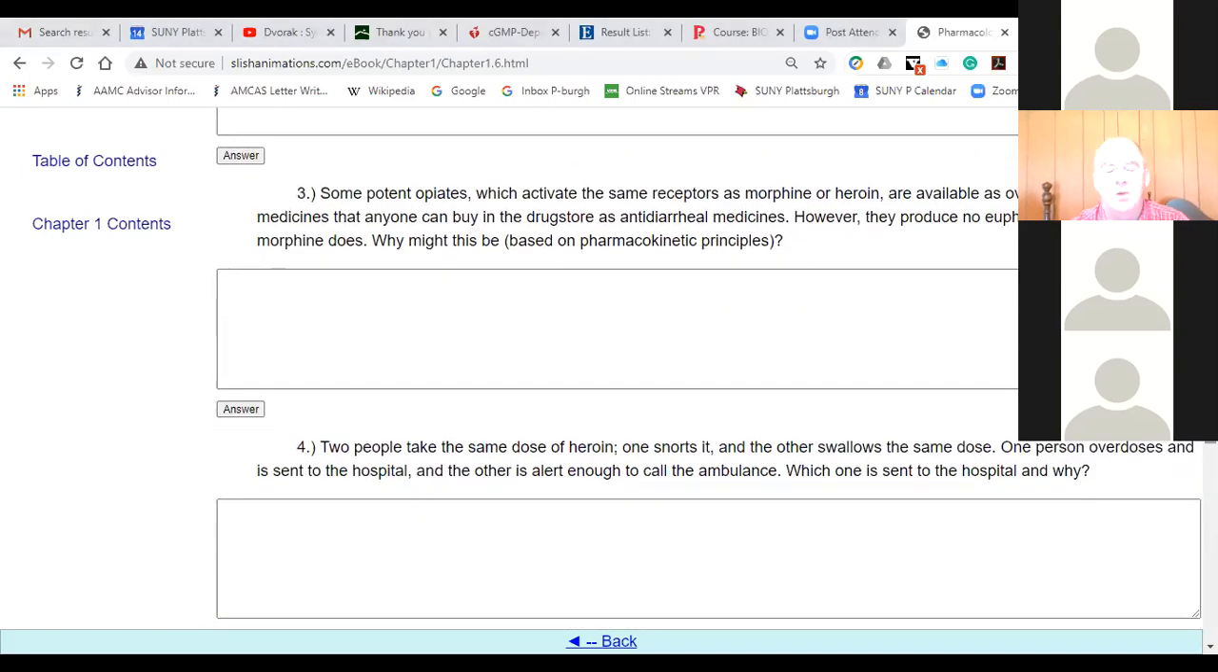Oh, this is one that gets everyone. Not everyone, but most people. Some potent opiates, which activate the same receptors as morphine and heroin, are available as over-the-counter medicines that anyone can buy in the drugstore as anti-diarrheal medicines. This is true. However, they produce no euphoria or sedation like morphine does. Why might this be? It's a pharmacokinetic problem.